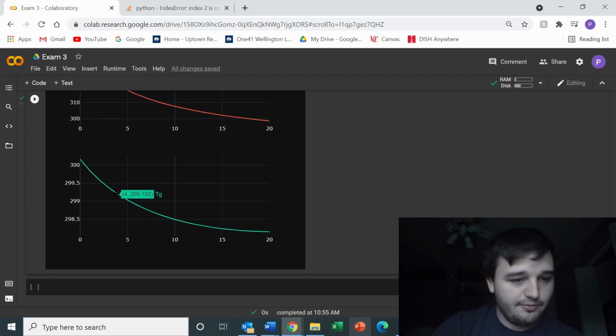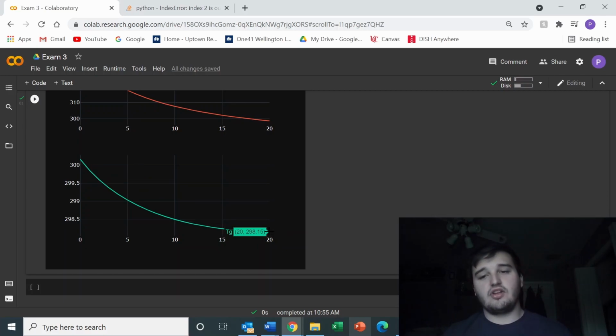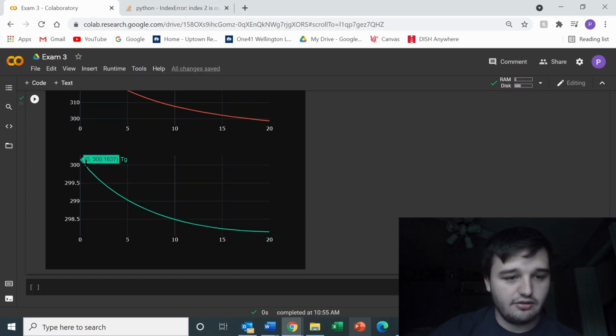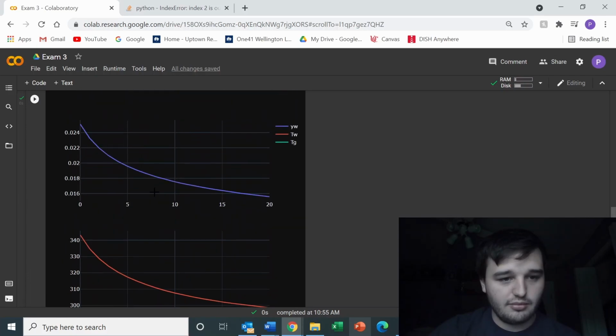Then the air is the temperature of the gas, and the inlet feed is actually here. So the temperature of the gas is the lowest at its inlet feed, and then as the air flows up the cooling tower, it gets hotter and hotter, which makes sense because if the water is cooling down, the air is heating up because of the transfer of heat from the water to the air. So these graphs all make sense, and this is where we end exam 3.